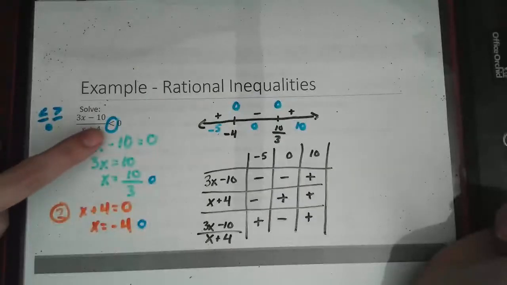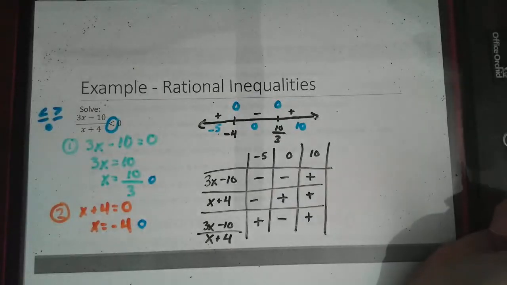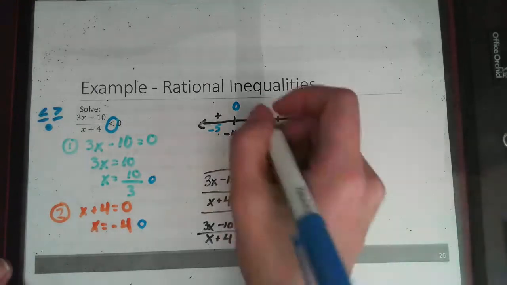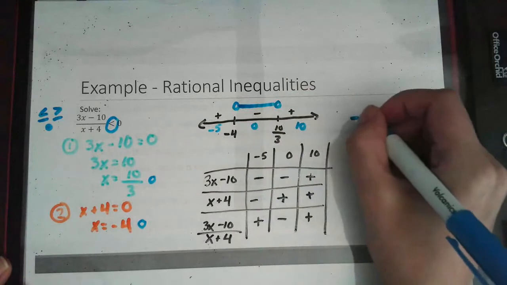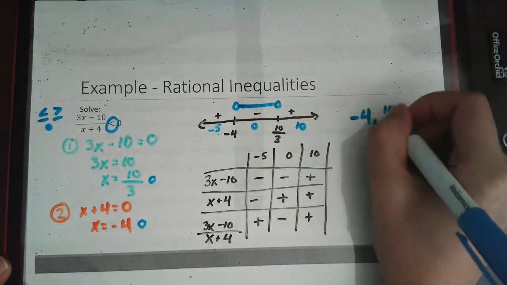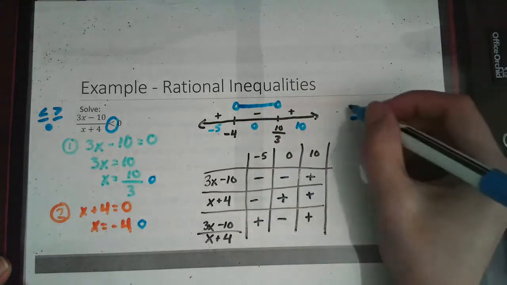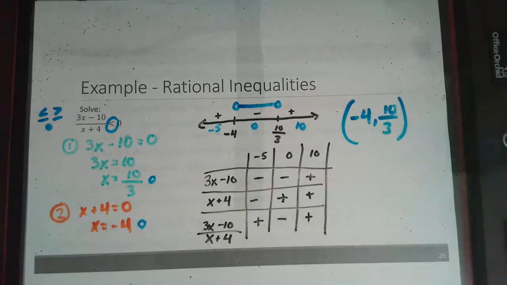And I want the section of number line that is less than 0. So I want the negative part. The negative part is the stuff in the middle. So my solution will be -4 to a positive 10/3. And since they're both open circles, I'll have parentheses on either side. So as long as I plug in a number between -4 and a positive 10/3, this inequality should be true.